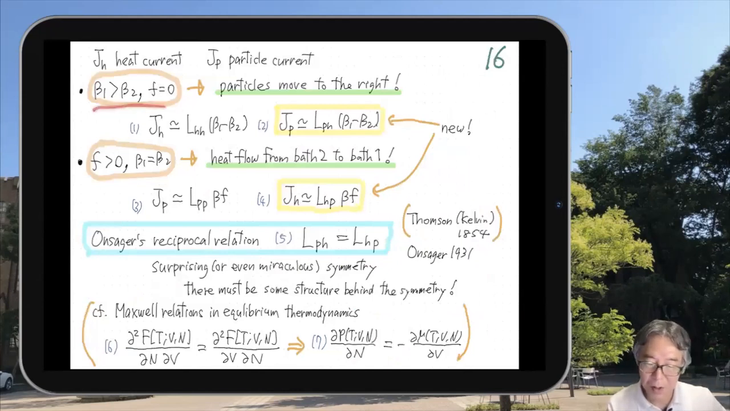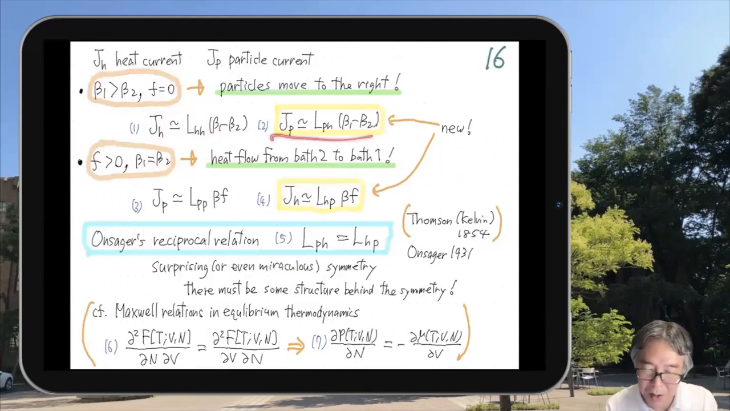So yes, this is already what I said. To quantify this, let me denote JH, the heat current, and JP, the particle current. First of all, I assume that F equals 0, no force, and there is a small temperature difference. And this is what we already discussed, okay? A small temperature difference induces heat current, and this is a linear response coefficient that we were discussing.